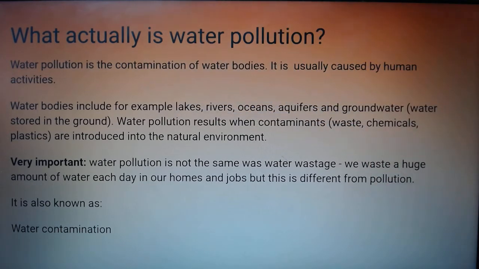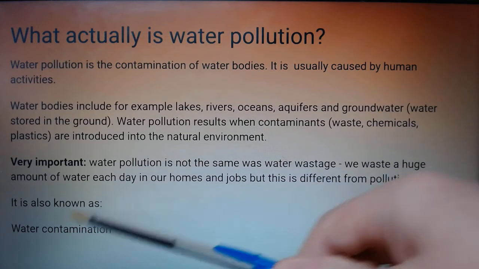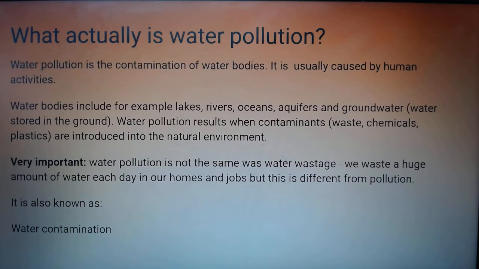So water pollution is the contamination of water bodies. It is usually caused by human activities. Again, human activities are the main issue. Water bodies include, for example, lakes, rivers, oceans, aquifers, and groundwater, water stored in the ground. Water pollution results from when contaminants, waste, chemicals, plastics are introduced into the natural environment. It's also known as water contamination. So water pollution, water contamination, exactly the same thing.